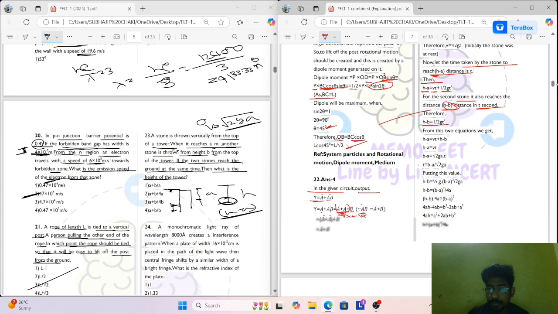The shift is given by the formula, mu minus 1 into t equals n lambda. Here t is the thickness of the plate, right? For a central fringe shift of 1 bright fringe, n is equal to 1. Now put the values here: mu minus 1, and t is given as 16 into 10 to the power minus 5, and lambda is equal to 8000 into 10 to the power minus 8. So mu minus 1 equals 8000 into 10 to the power minus 8 divided by 16 into 10 to the power minus 5. That means mu minus 1 will be equal to 500 into 10 to the power minus 3, which means 0.5. So mu equals 1 plus 0.5, that is 1.5, which will be our correct option here.